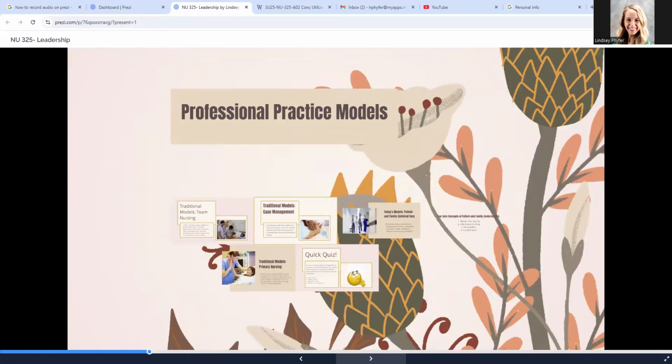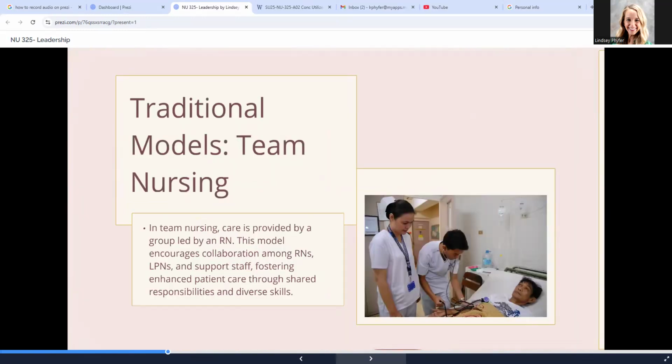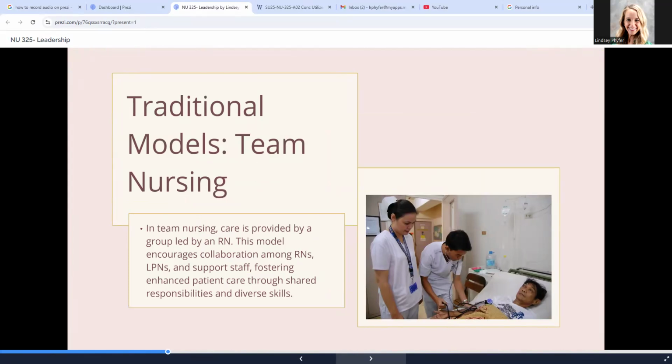So now we're going to talk about some different professional practice models when it comes to nursing leadership. One of the traditional practice models is called team nursing. In team nursing, care is provided by a group led by an RN. This model encourages collaboration among nurses, licensed practical nurses or LPNs, and support staff. It also is going to foster enhanced patient care through shared responsibilities and diverse skills. So this is going to be a team of individuals working together towards that common goal of promoting the best outcomes for patients.